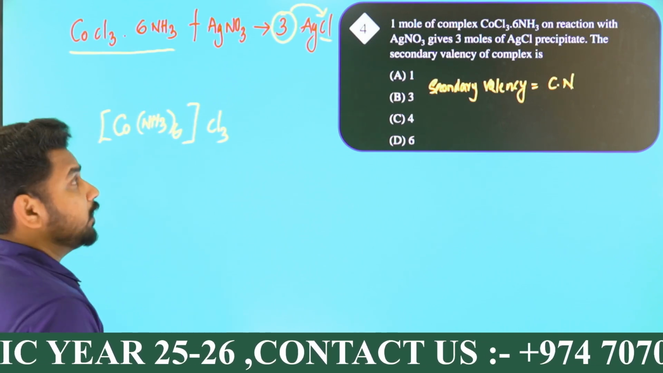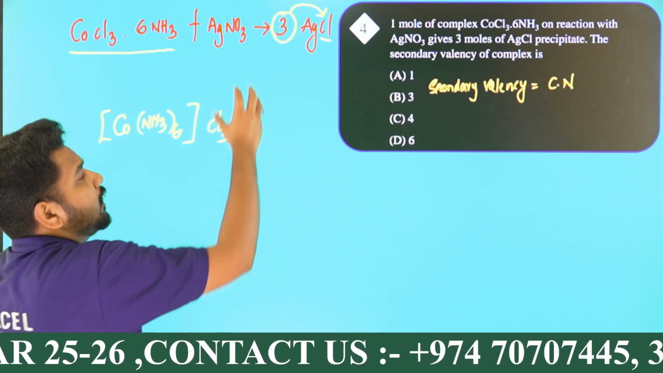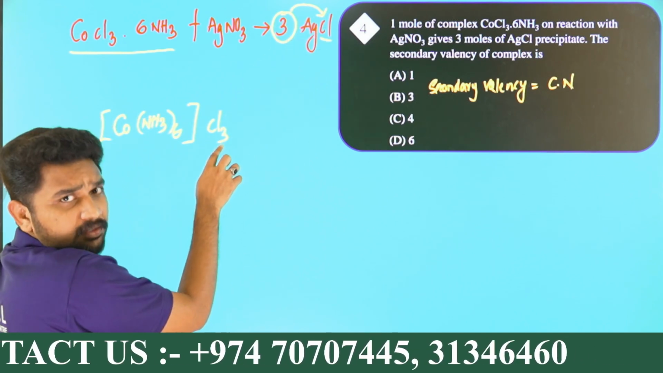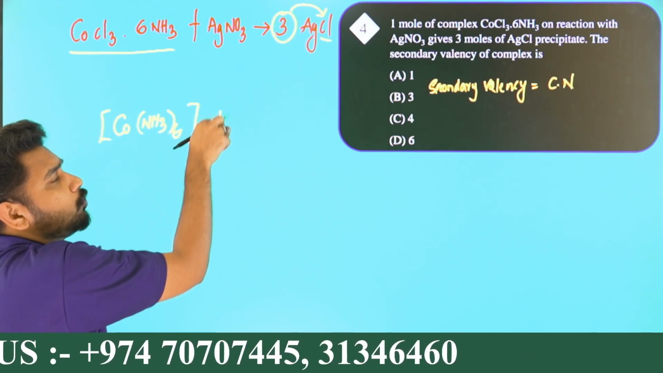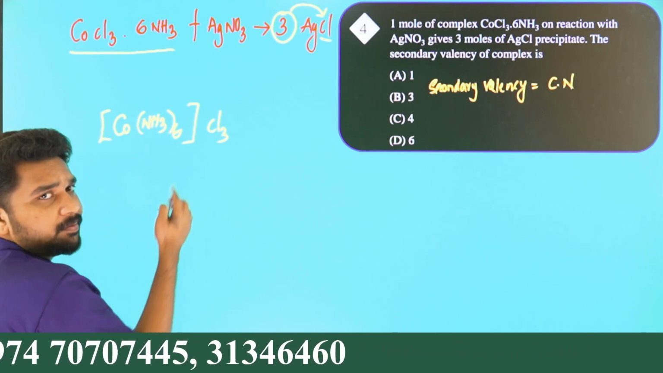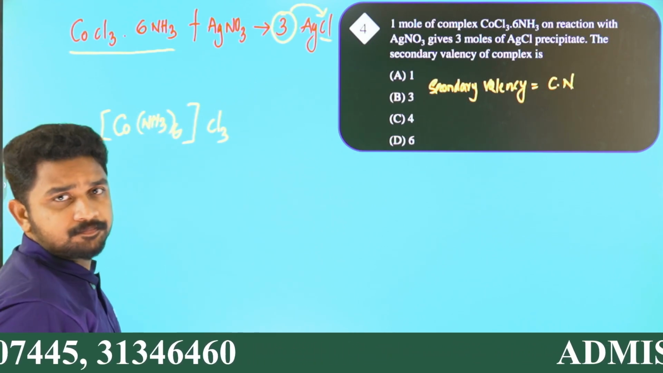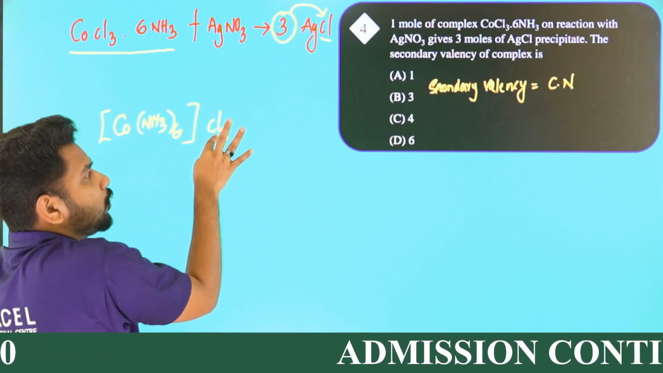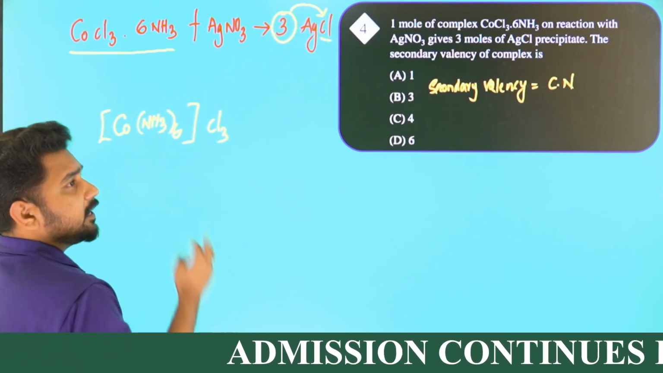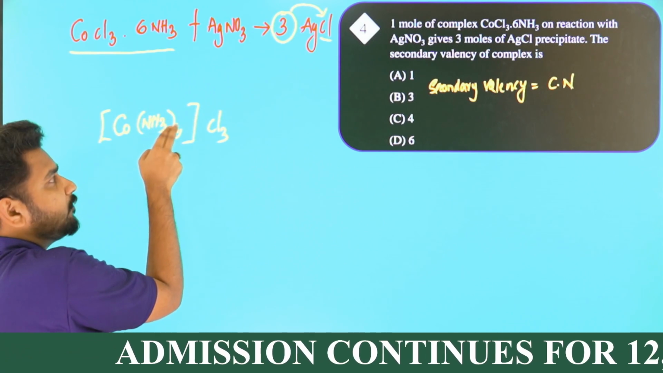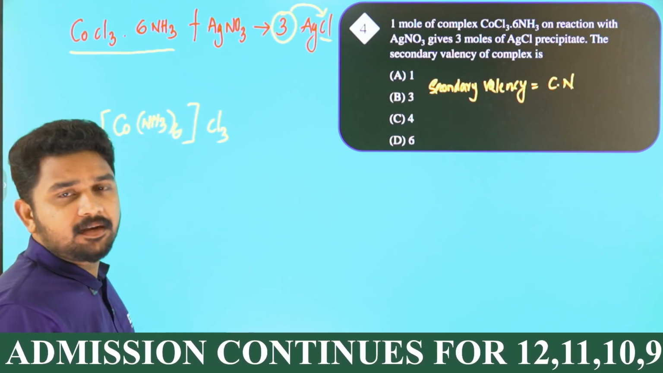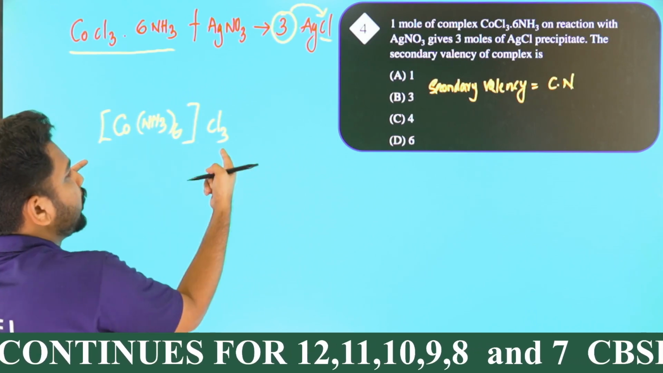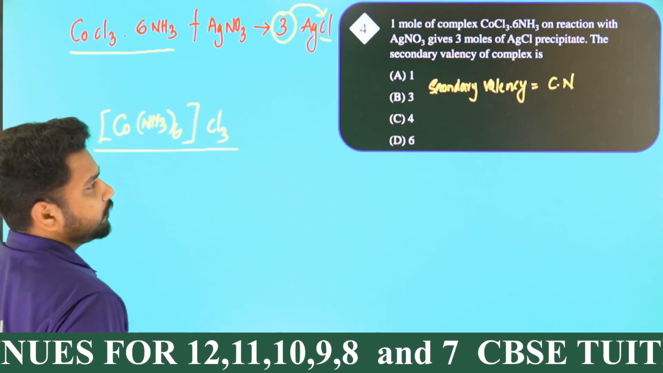Understood? If in the question it is 2 AgCl, how many chlorines will be there outside? 2 chlorines will be outside, and 1 chlorine will be inside as a ligand. If it is 1 AgCl, only 1 chlorine will be outside the sphere, and the remaining 2 will be inside the sphere as ligands. That's it, simple.